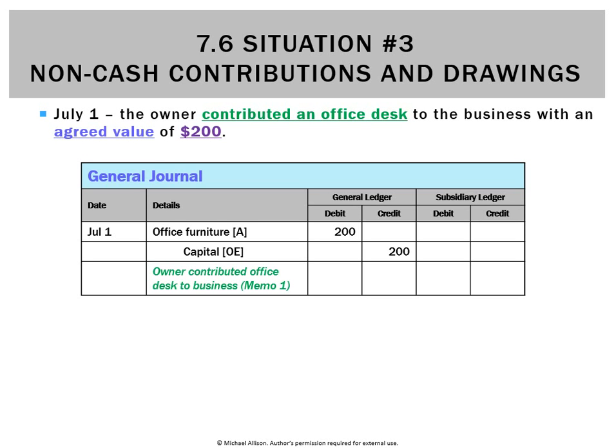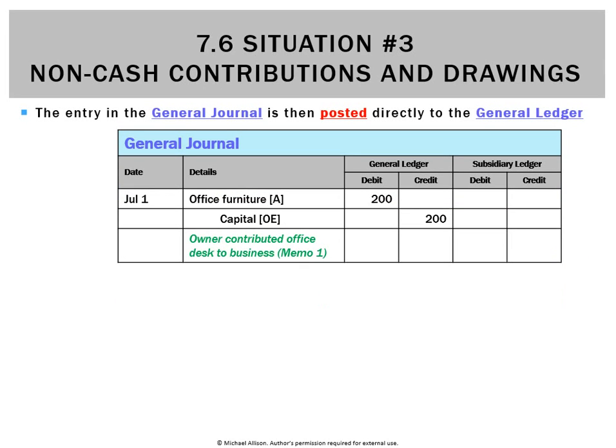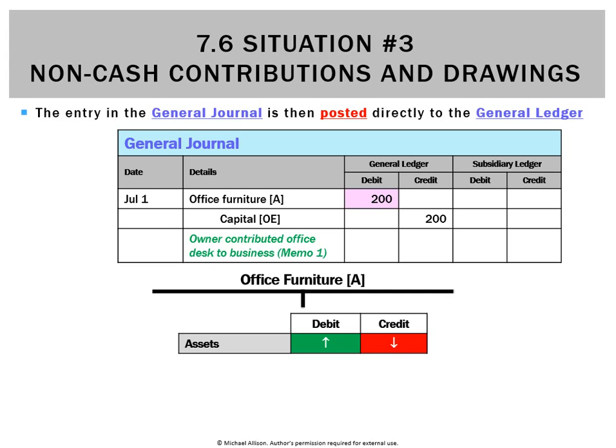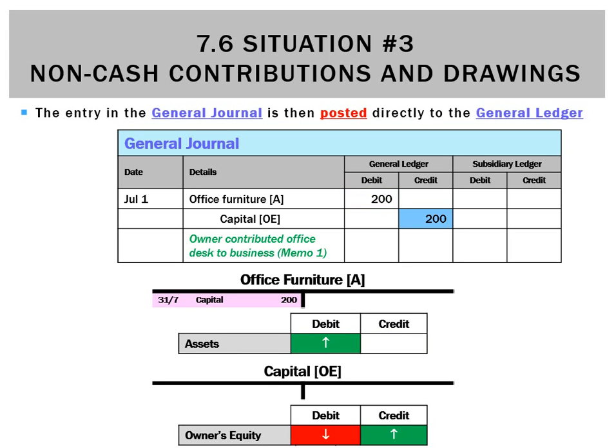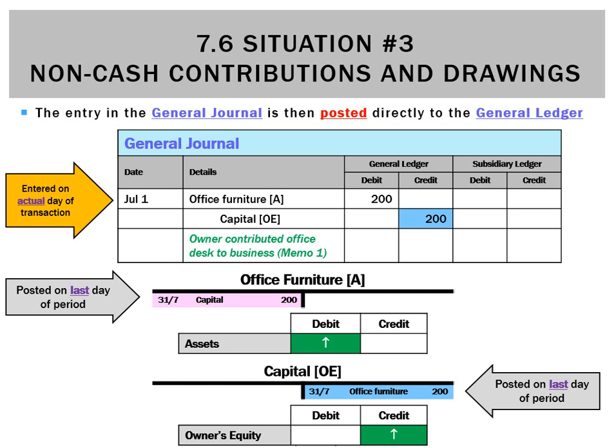We'll do a narration, be quite descriptive. So in this case, owner contributed office desk to the business, and make sure that memo number's in there. Now we need to post directly to the general ledger. So we've got office furniture going up, so that was a debit. And we had capital, an owner's equity account going up, so that was a credit. And the two accounts reference each other, as you can see. Looking at the dates, the journal's always the actual day of the transaction and the ledgers are the last day of the period.